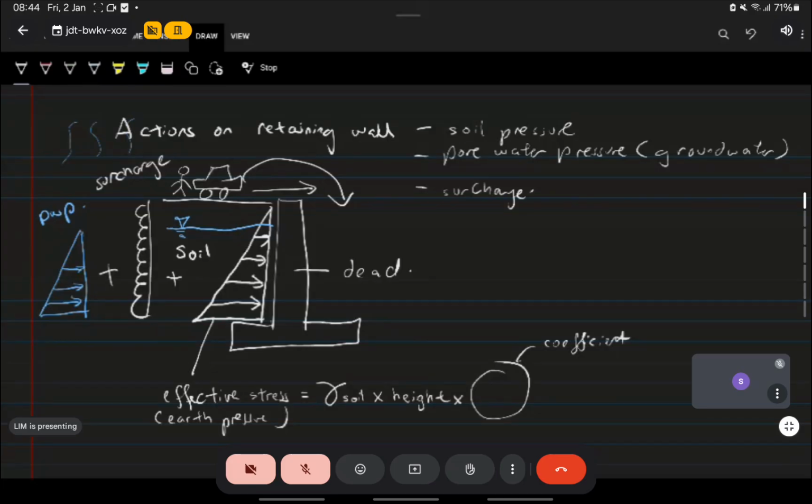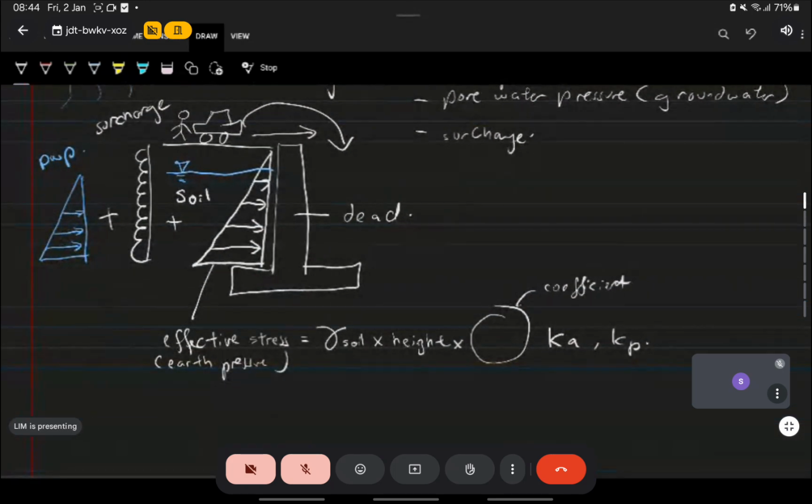Okay, never mind. Does it ring a bell now? Ka, Kp? Yeah. Ka is on the active side. Kp is on the other side. What is Ka? Active. Active what? Active coefficient.